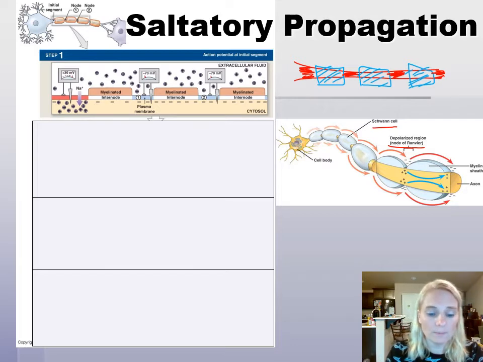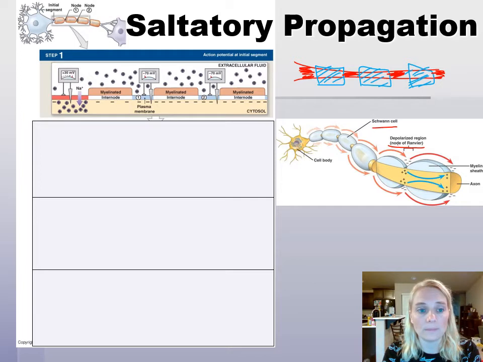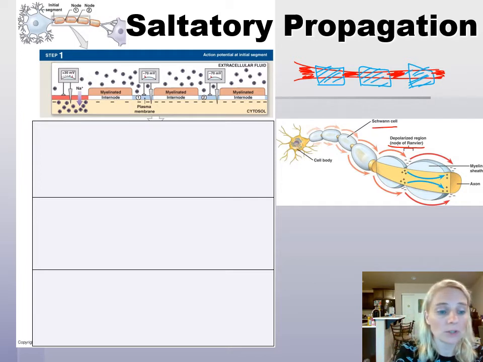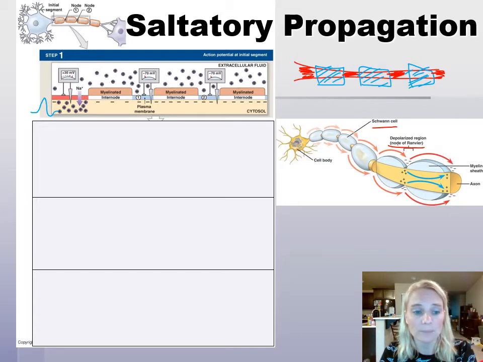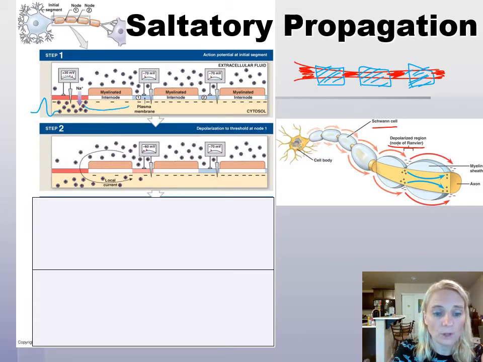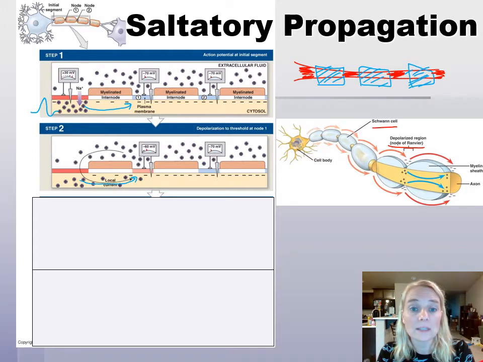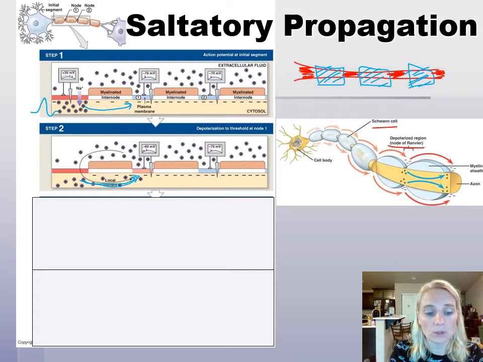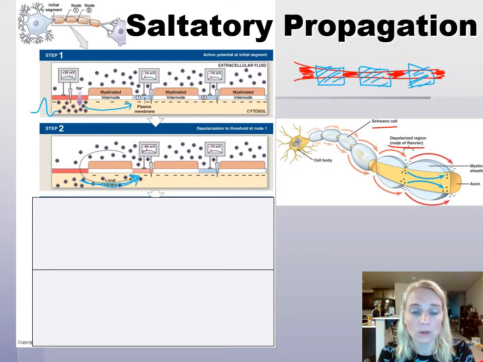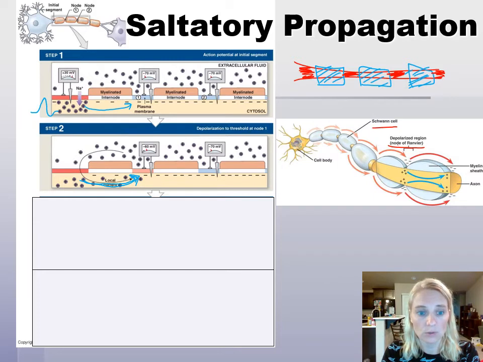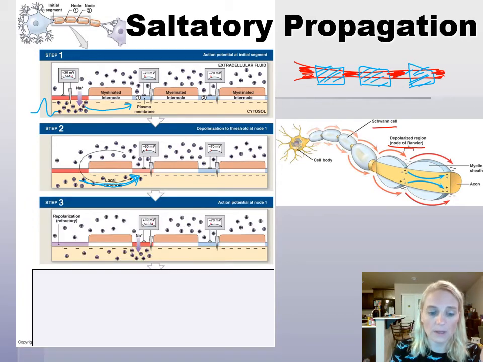So let's take a look at step one. We would have the initial segment, where a graded potential triggered an action potential. So here's our little action potential doing its thing. These sodium ions then will flow underneath the insulated internode to depolarize the very next segment. And it's almost instantaneous. It's way faster for this local current, bringing those sodium ions within the cell underneath that internode to the next node, that exposed surface, than it would be to actually do an action potential at every surface of the axon. Okay, so now this little segment is going to be doing its action potential.